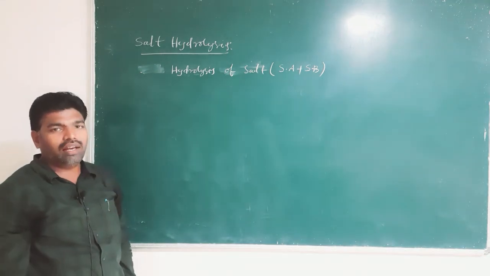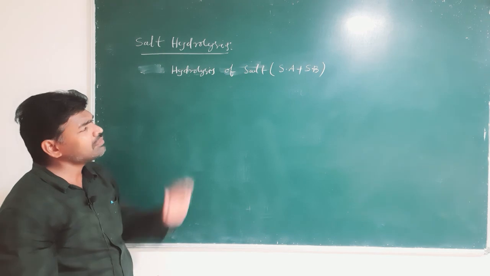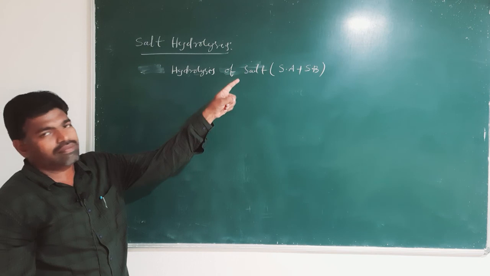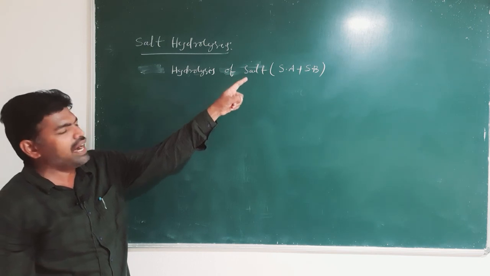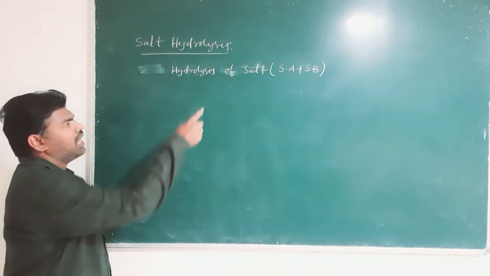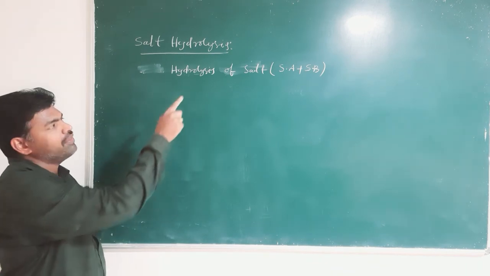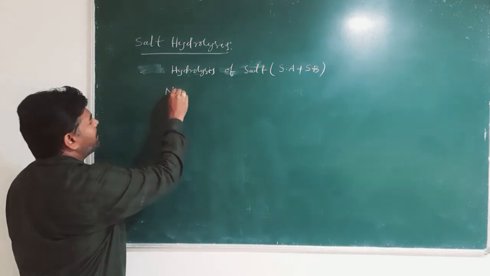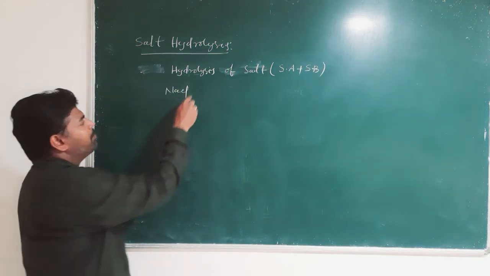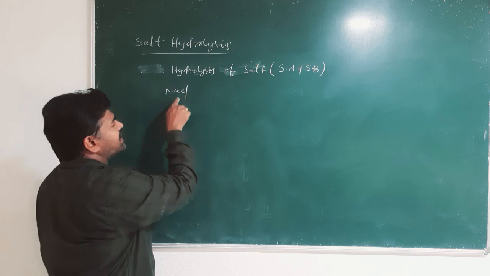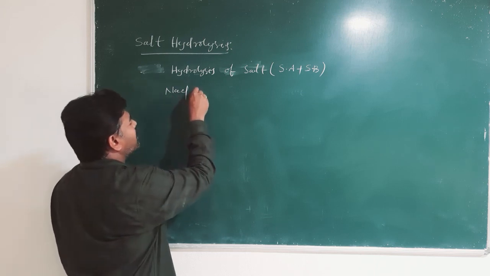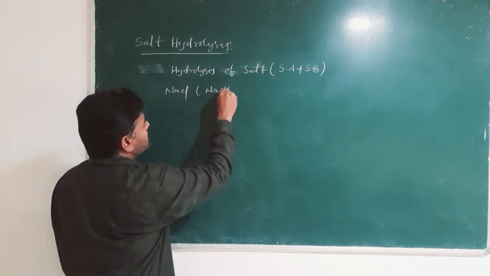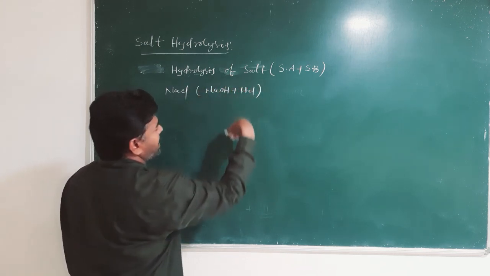Let me give one example of a salt formed from strong acid and strong base. The best example is NaCl, because NaCl is a salt which is formed from a strong base and a strong acid.